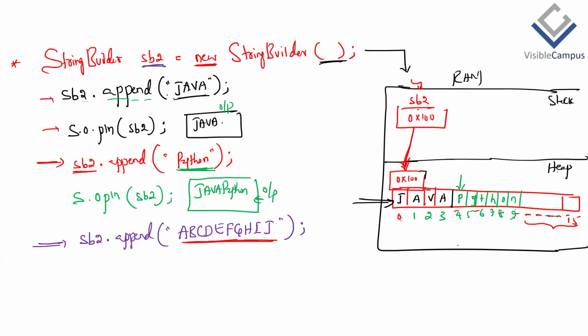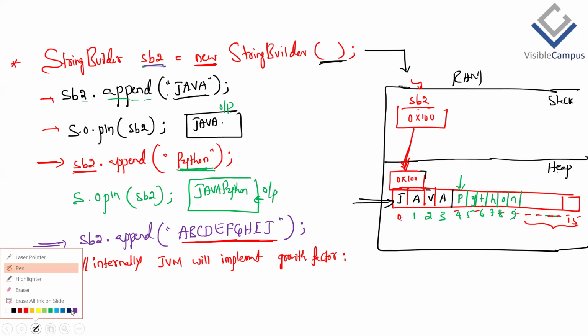So in such scenarios, internally, the programmer has to do nothing. We should not write any code for that. Internally, the JVM will implement the growth factor concept. Growth factor. This is important for our interviews. You can get a question of what is the growth factor formula, or what does growth factor mean?